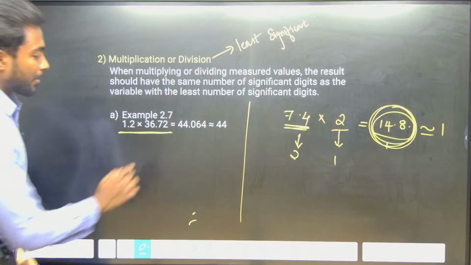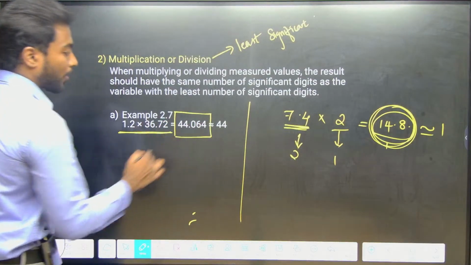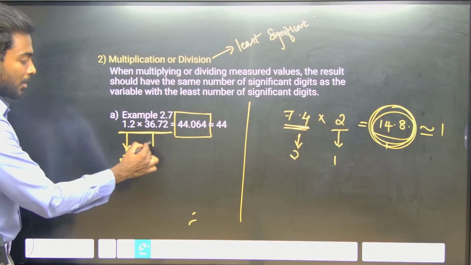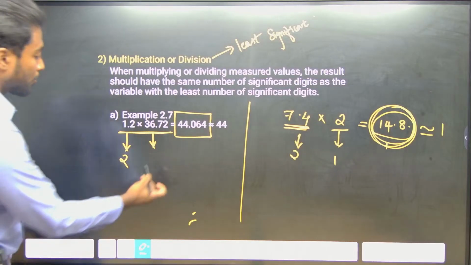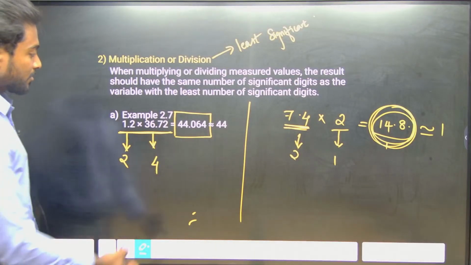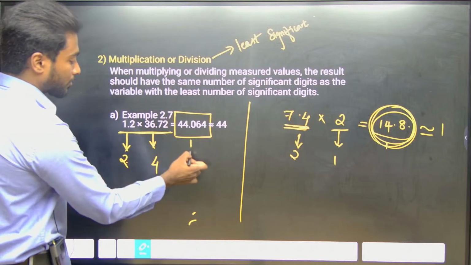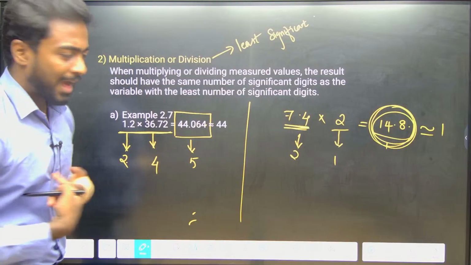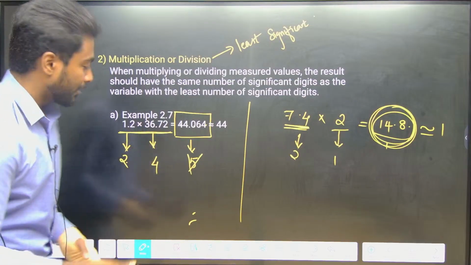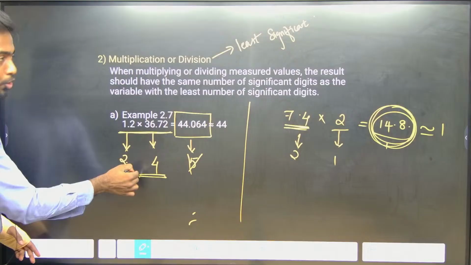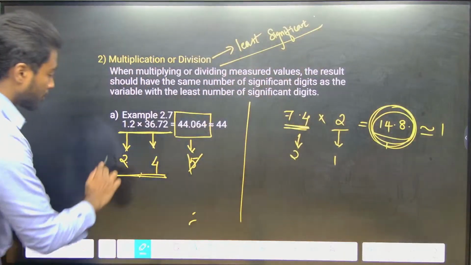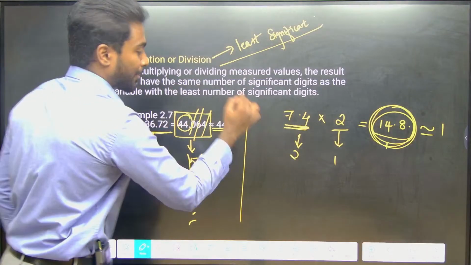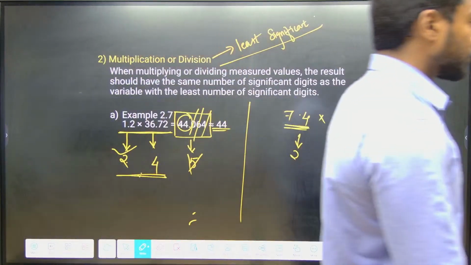Now here, 1.2 into 36.72. If I multiply, we will get 44.064. How many significant figures for the first one? 2 significant. For the second one? 4 significant. The answer has 5 significant, which means I should not have 5 significant as my answer; it should match the least, which is 2. So cancel 0, 6, 4. The first 2 digits are my answer. 44 is my answer.